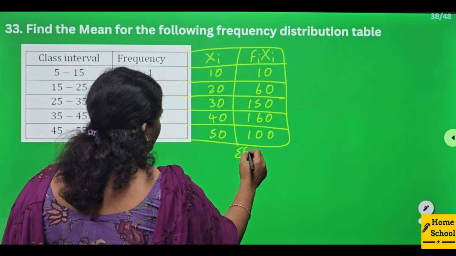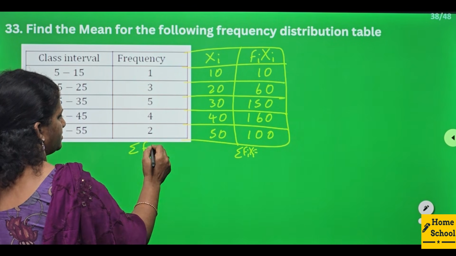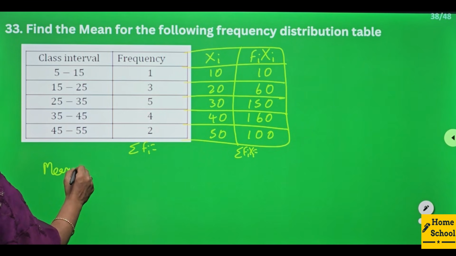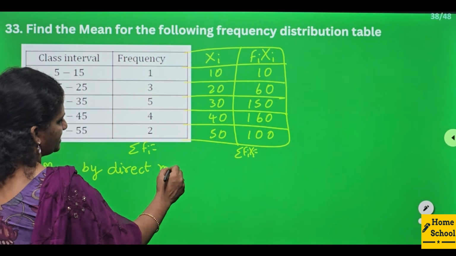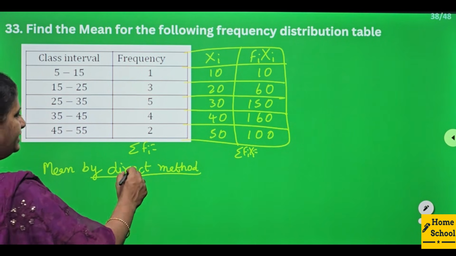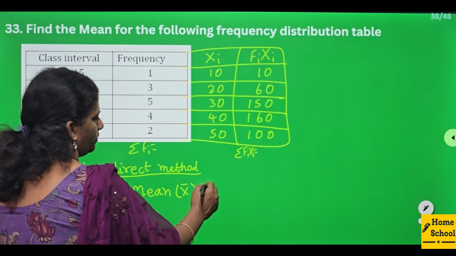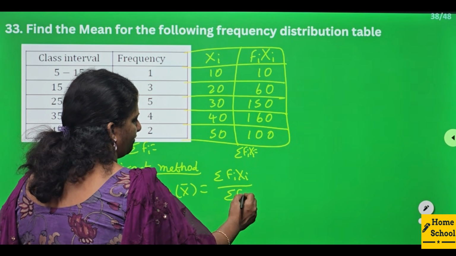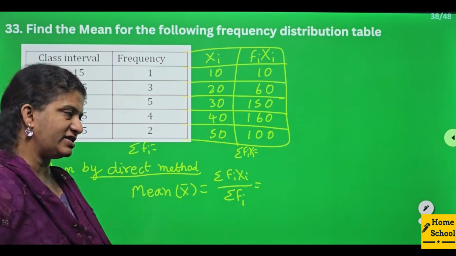Now summation fi xi we are going to do, and summation fi is also needed. Why do we need this? Because I am going to calculate the mean by the direct method. If they specify any other method, you can go with that, children. Otherwise, you can go with your own method. Direct method, what is the mean formula? Mean x bar is equal to summation fi xi by summation fi. For that reason, we need to add the fi xi column and also the frequency column.